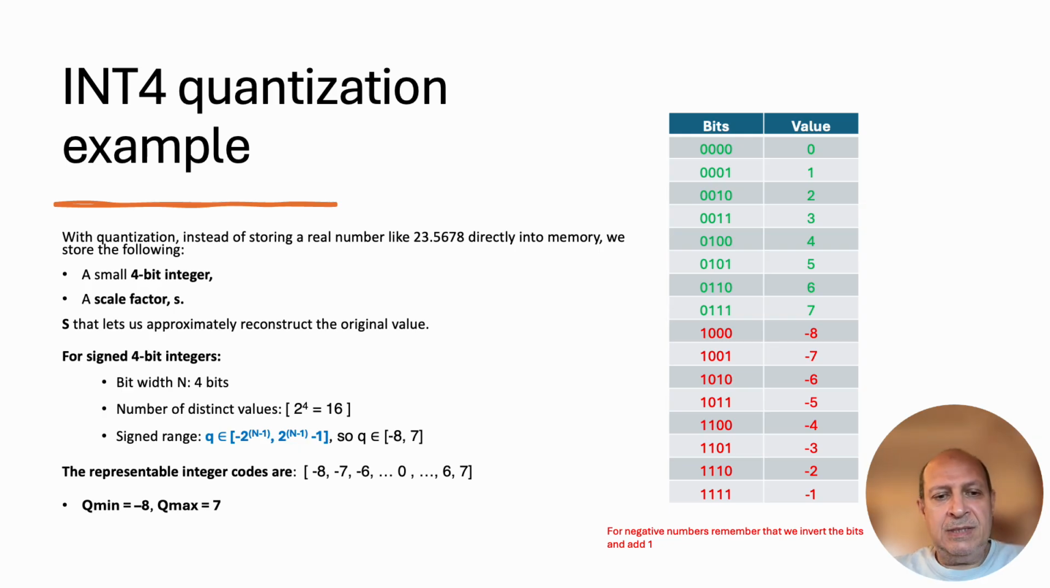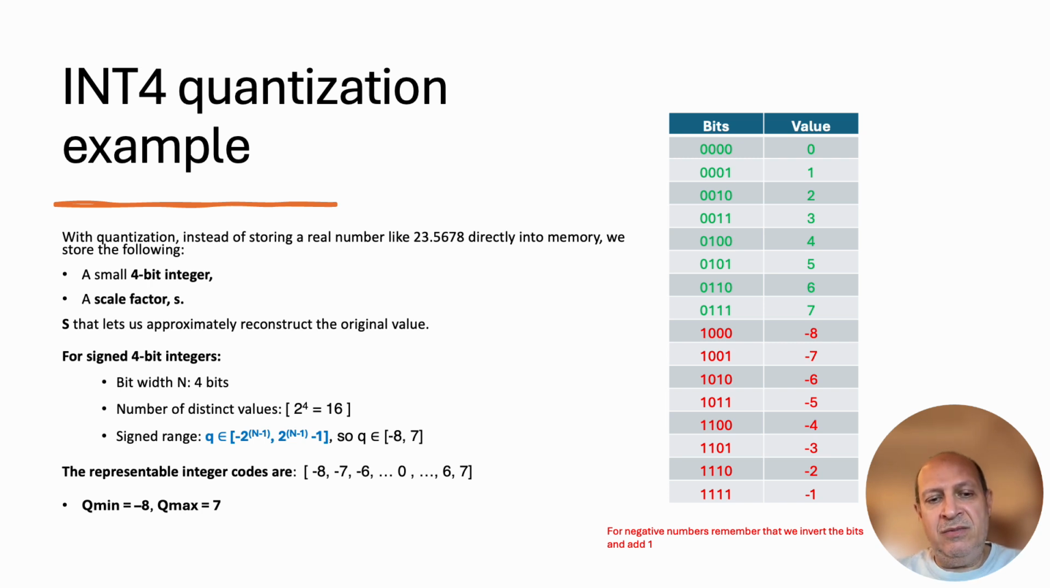So, for signed 4-bit integers, the bit width here, n, is equal to 4 because we are doing INT4. The number of distinct values for INT4 is 2 to the power 4, which is 16 values.